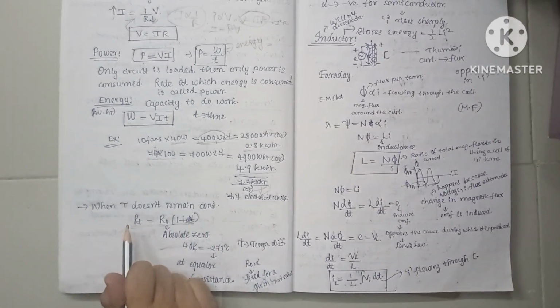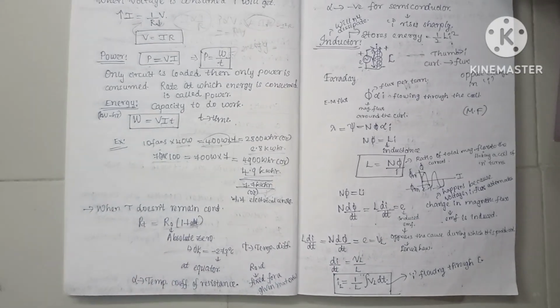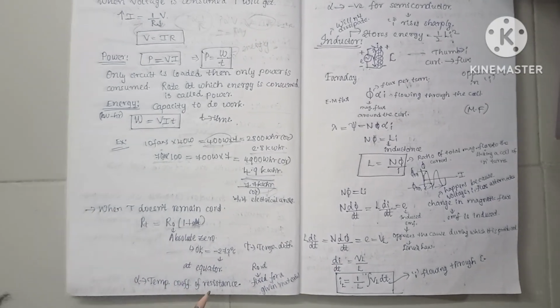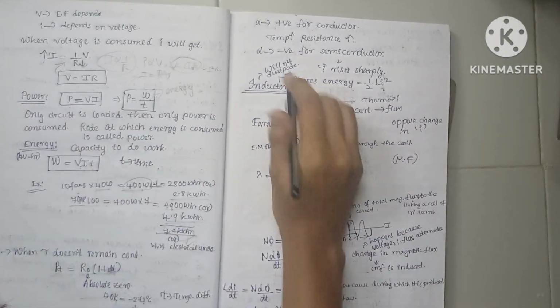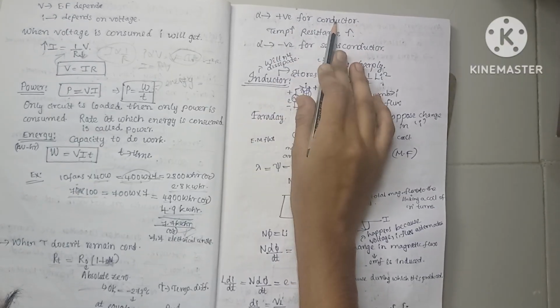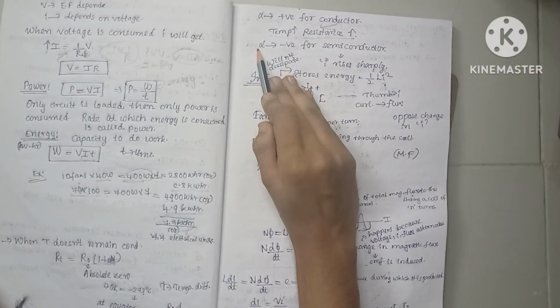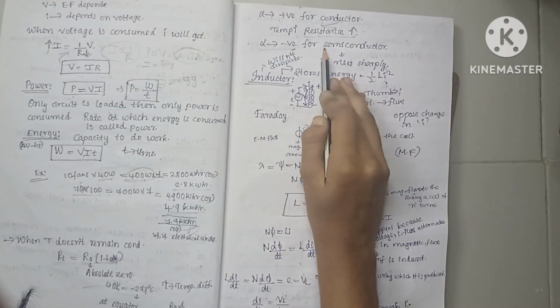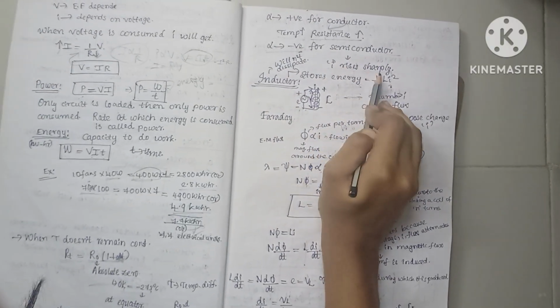And remember, for any problem, R0 and alpha remain fixed for a given material. Here alpha is the temperature coefficient of resistance. Alpha is positive for a conductor, and in the case of a conductor, if temperature increases, then resistance also will increase. And alpha will be negative in the case of a semiconductor. In the semiconductor, current will rise sharply.